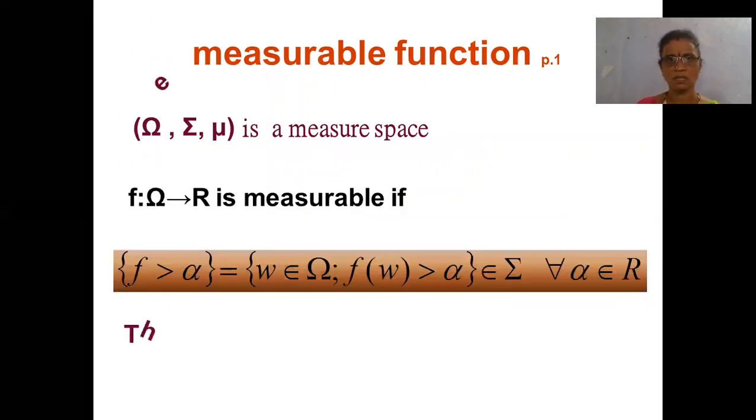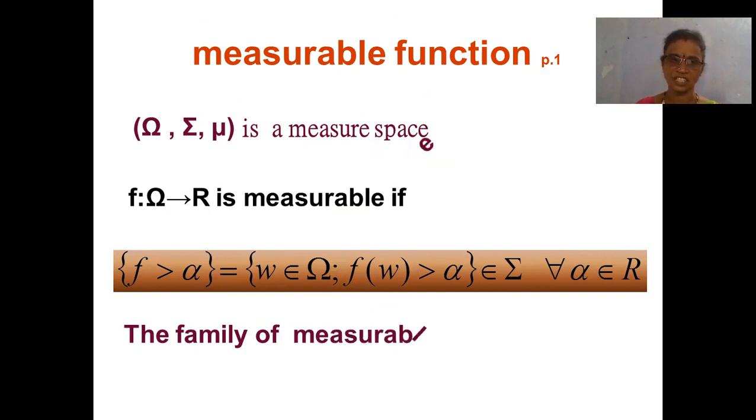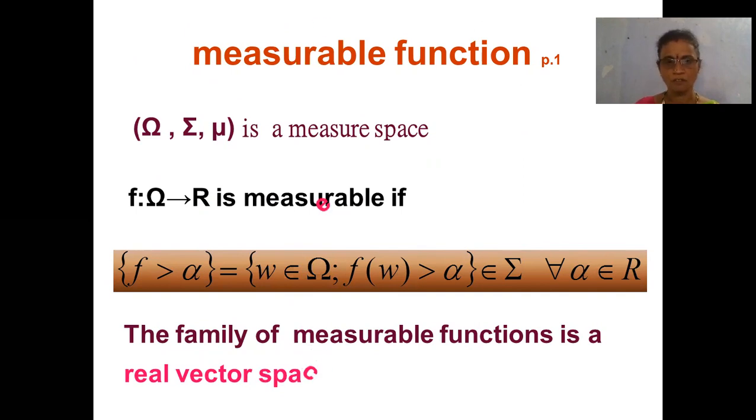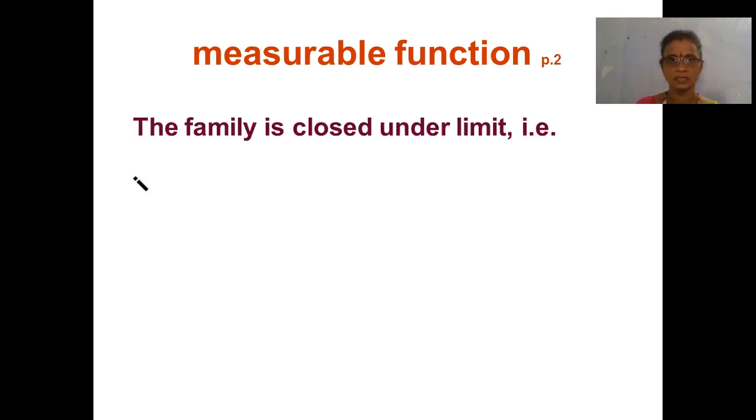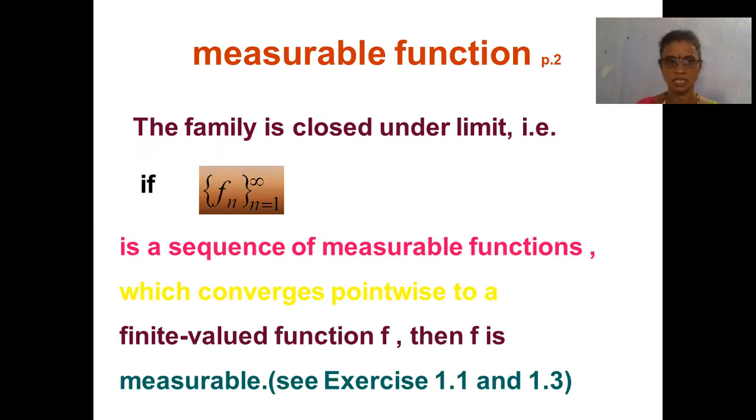Next we are going to see measurable function. Here the triple omega, sigma, mu is a measure space. f is a function from omega to R. f is measurable if the set f greater than alpha, equal to the set of all w belongs to omega such that f of w greater than alpha, belongs to sigma for every alpha belongs to R. The family of measurable functions is a real vector space. Next, measurable function statement 2. The family is closed under limit, that is, if a sequence of functions f_n, n equal to 1 to infinity, is a sequence of measurable functions which converges pointwise to a finite valued function f, then f is measurable.